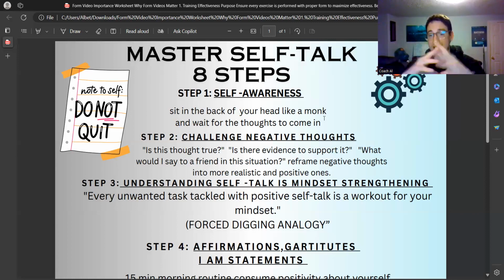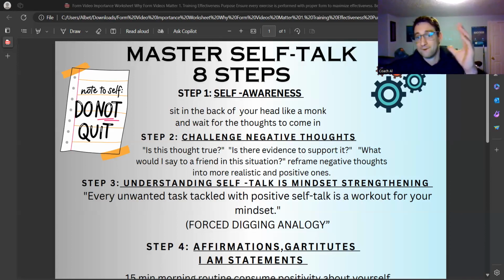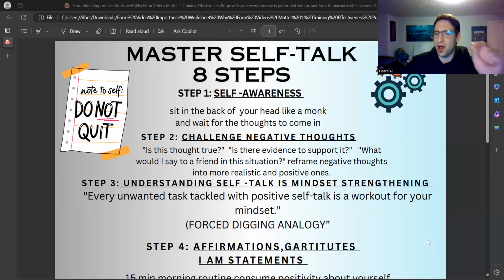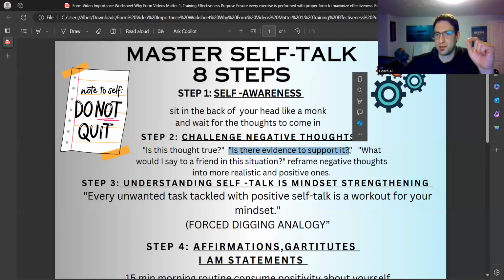Step two, guys, is I want you to challenge the negative thoughts. When you are that monk sitting back, viewing your thoughts come in, I want you to challenge your negative thoughts. Ask yourself these questions. Is this thought true? Is there evidence to support it? What would I say to a friend in this situation?